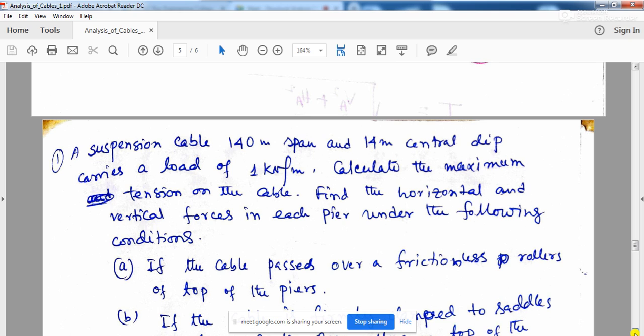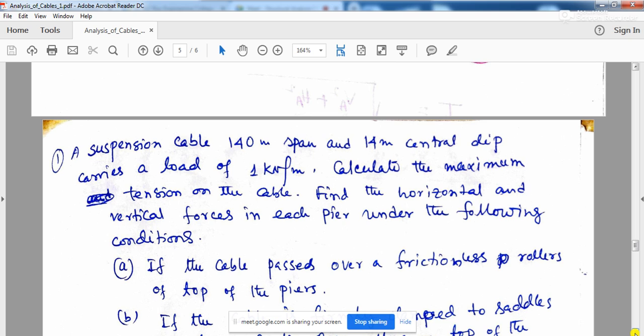So, a suspension cable with a 140 meter span and 14 meter central dip. Central dip, you have understood, is the depth measured from the horizontal line at the extreme bottom point of the cable. That is your central dip. It carries a load of 1 kilonewton per meter.